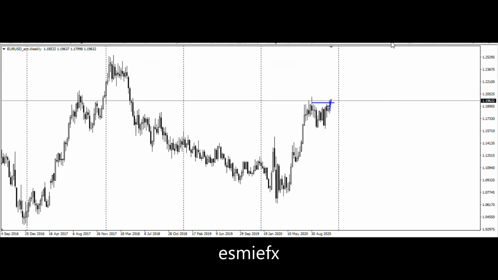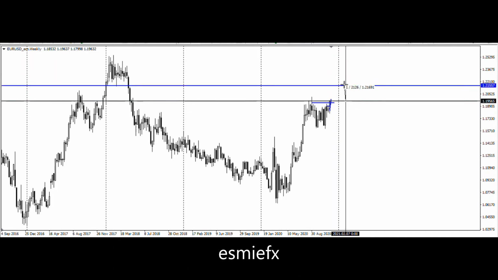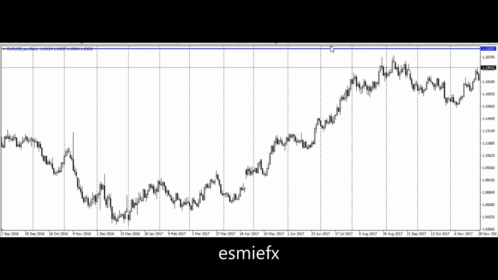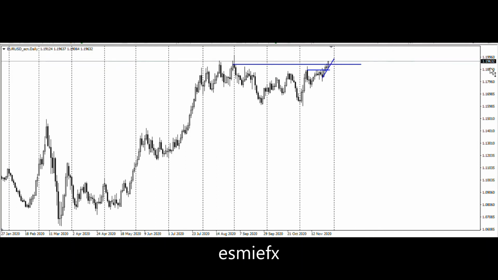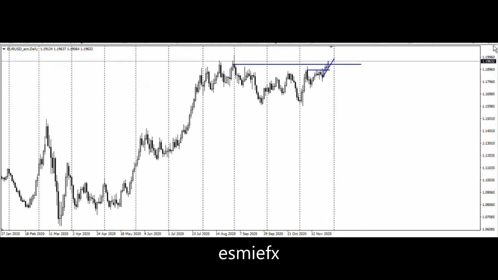Let me go to weekly. This level here is about 200 pips away. So there's a possibility this price may go there, or it might give a pullback.